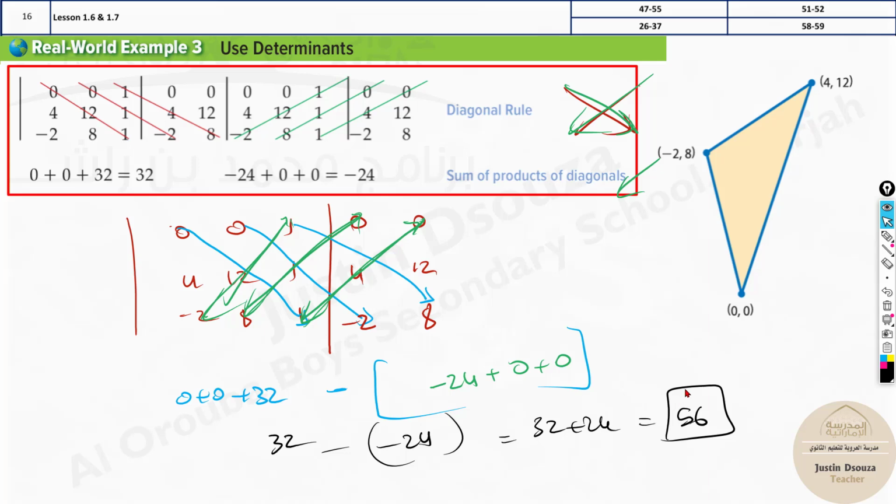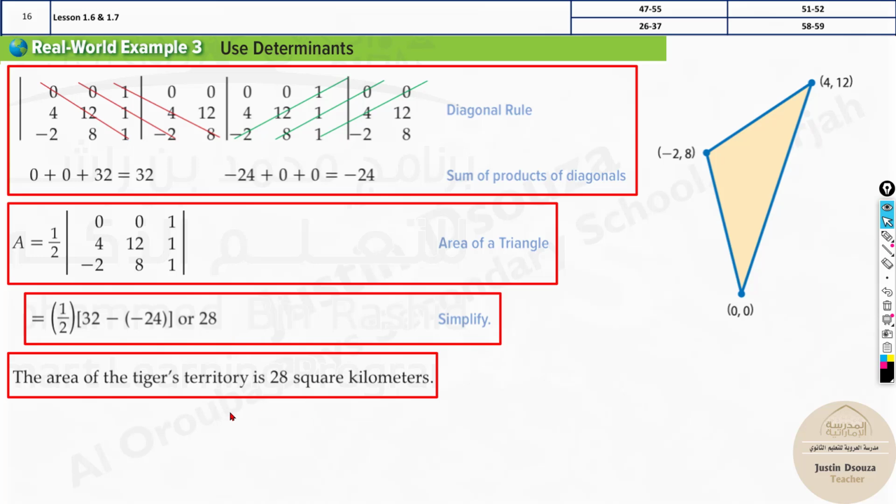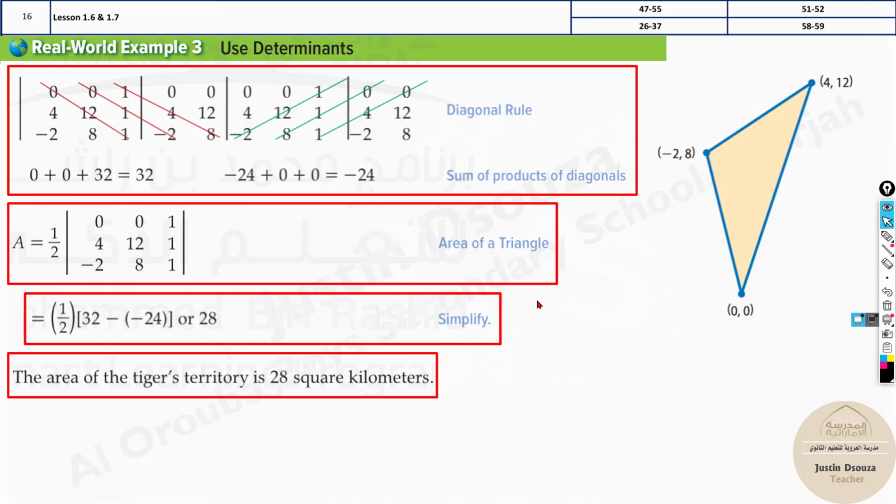Now this 56 is not the area, it is the determinant value. But what was the actual formula? It is half times the determinant with x1, y1, x2, y2 and 1, 1, 1. So half times 56, that would be 28. So 28 meters squared must be the area. Let's quickly check the answer. Yes, it's 28. Since it was in kilometers mentioned in the question, it's square kilometers. So that is what we got. That's how we solve these problems.